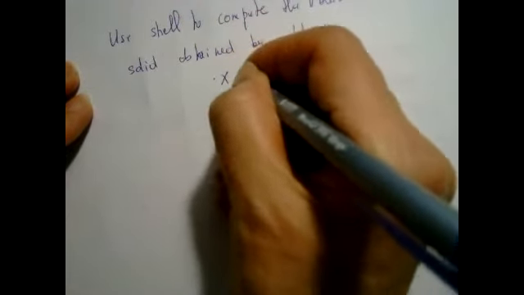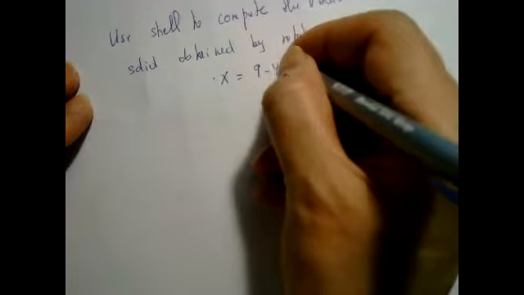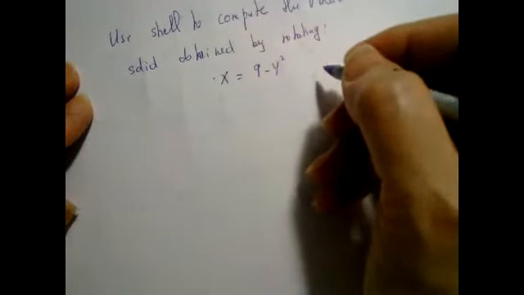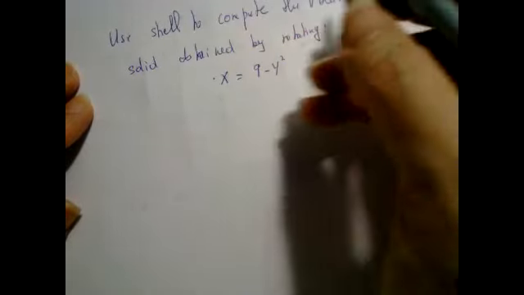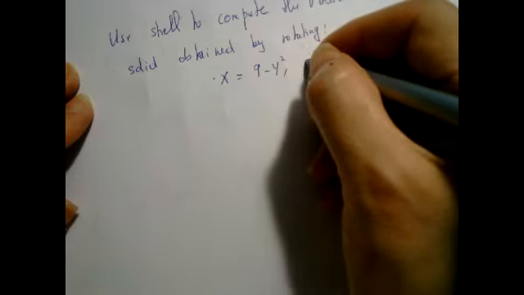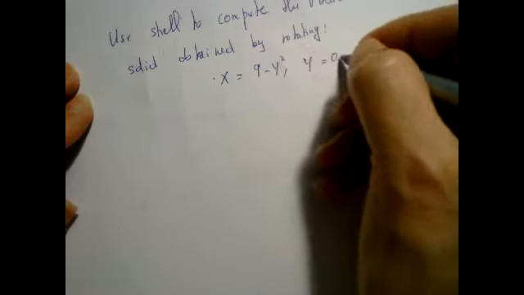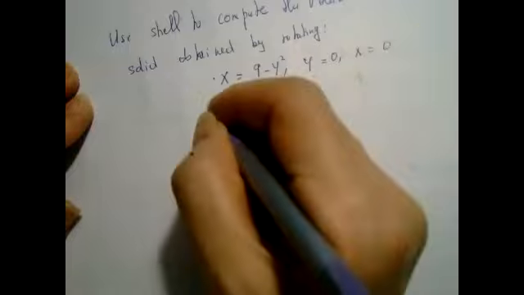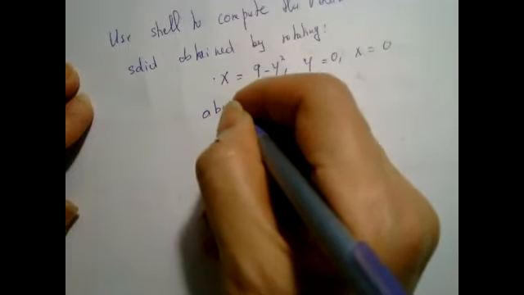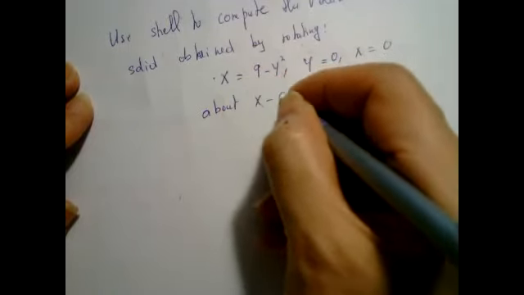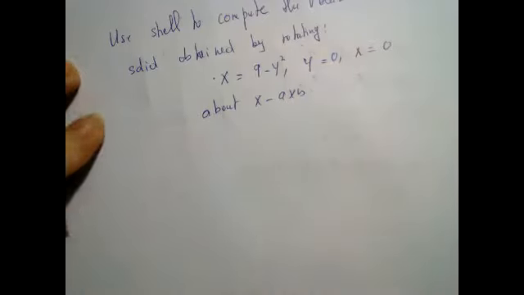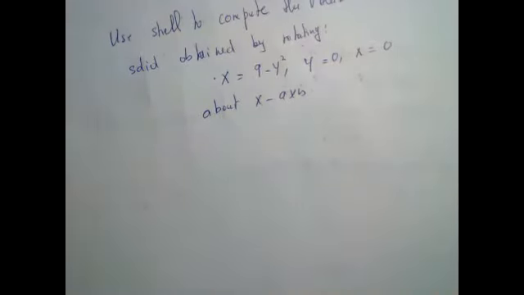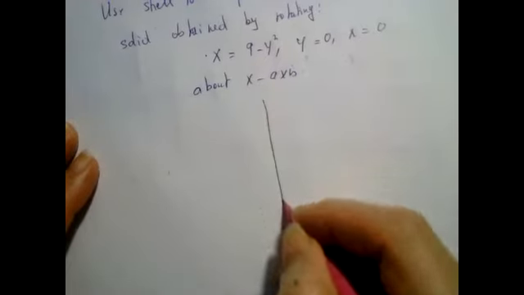Okay, I'm going to put it in this way. X equals 9 minus y squared in the first quadrant, y equals 0, x equals 0, about the x-axis. Okay, find the value obtained by... All right, so let me draw. I will draw the picture for you. I draw everything. So this is my region.